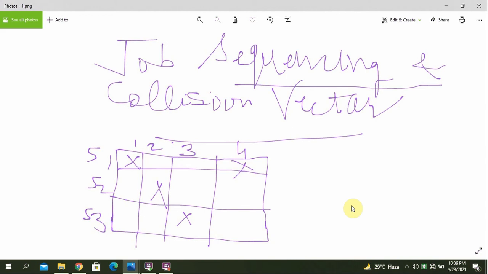Welcome to Education Hub. In this video, we are going to learn about collision vector example in computer architecture. What do you mean by collision? When two or more initiations attempt to use the same stage at the same time, a collision results. Initiation refers to the start of a single function evaluation.